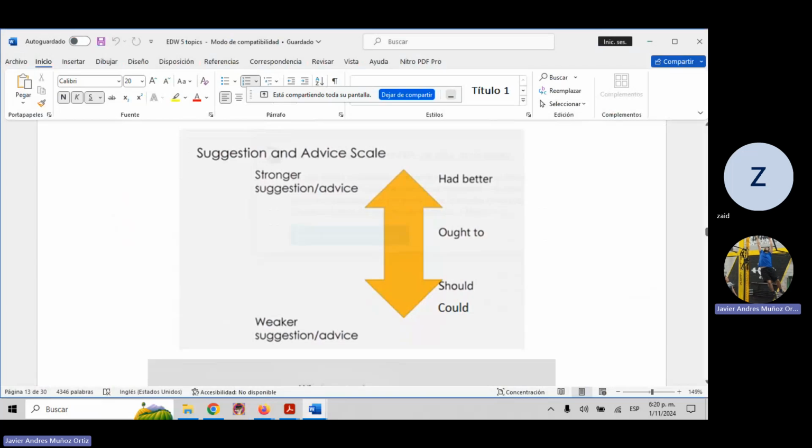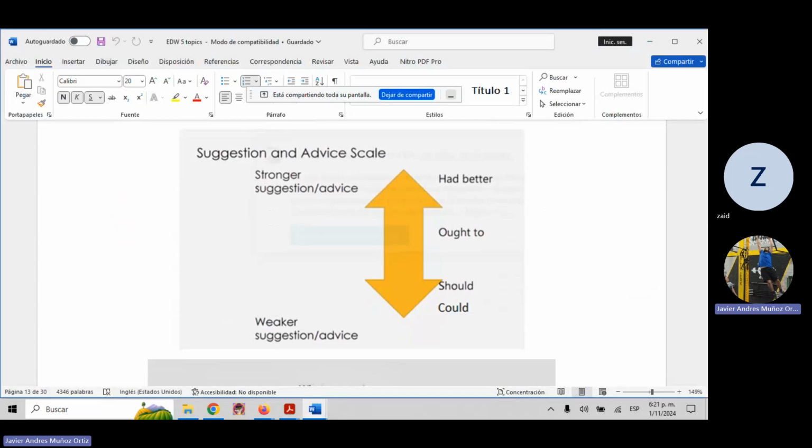And the kind of advice we give, or the kind of advice we receive, might be strong or mild, important or not so important, let's suppose that, right? So the stronger the advice is, the more important it is, the more necessary it is, we're going to use had better. And as long as we reduce the importance of this advice, we're going to use ought to, should, and could.